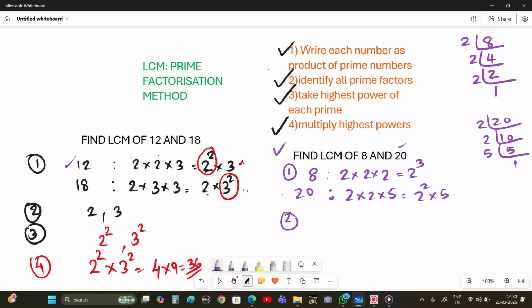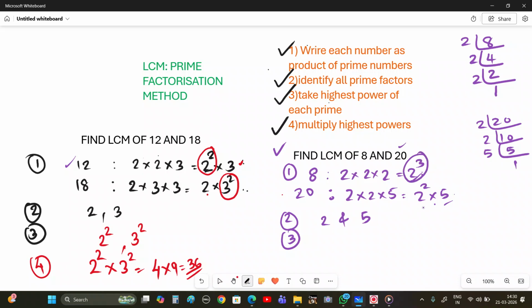In the next step, what do you have to do? Identify the prime numbers. Even in the factor form, the prime numbers coming are 2, which is a prime number, and 5 is a prime number. So the prime numbers are 2 and 5. Now the third step is what? You have to take the highest power of the prime number. For our 2, which is a prime number in this list, the highest power of 2 coming is 2 cube.